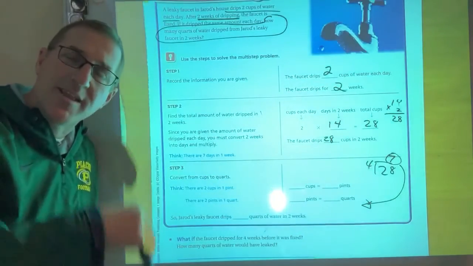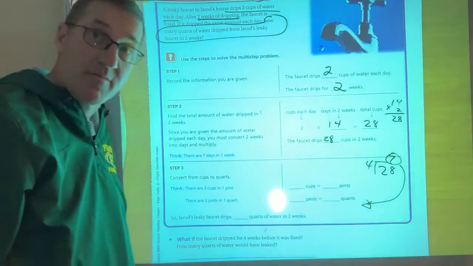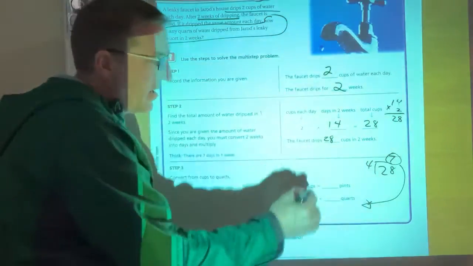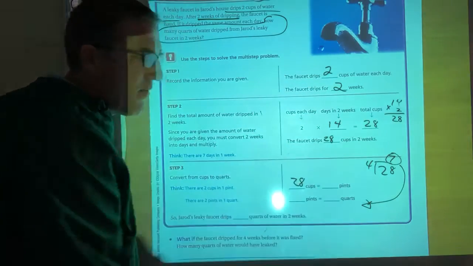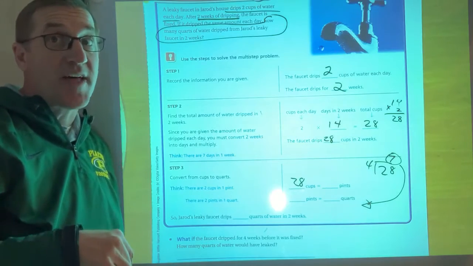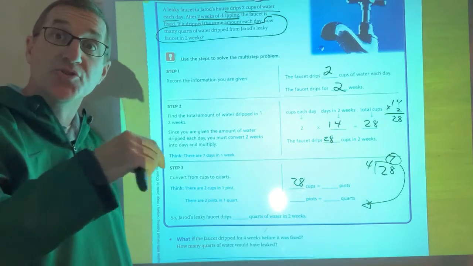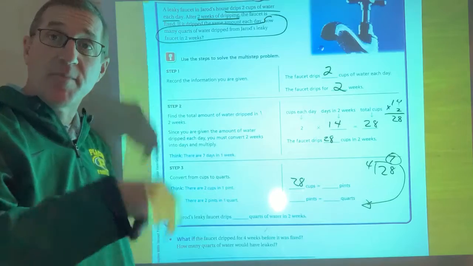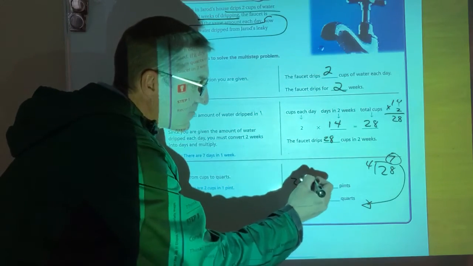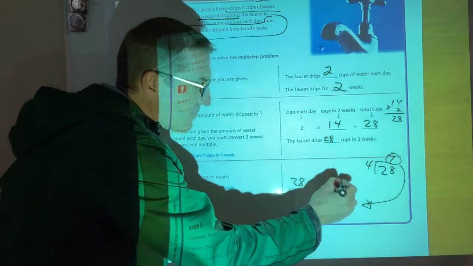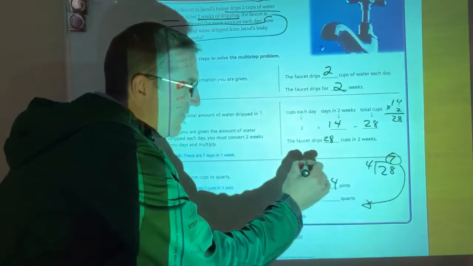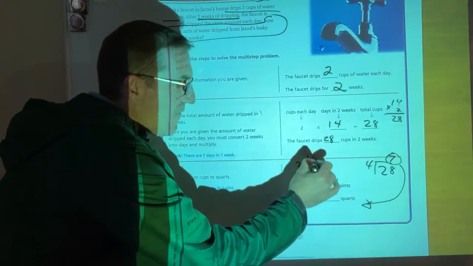Now let's do it their way. Now there's more multi-step. It's like 3 steps. So what I'm going to do is I have 28 cups to start, and I want pints. Pints are smaller, so I need fewer. And if I look at my chart, I know that I divide by 2. It goes 8, 2, 2, 4. So cups to pints is divided by 2. So 28 divided by 2 is going to be 14. I just take 28 and divide it by 2 and I get 14.